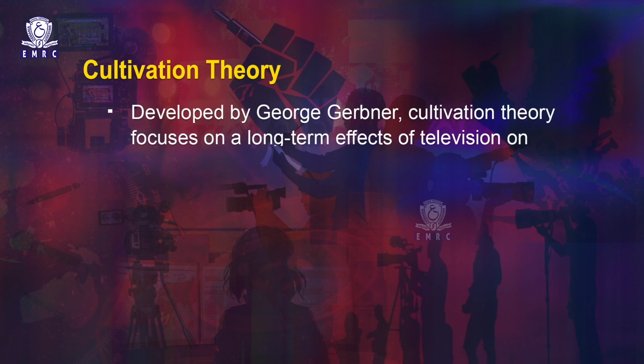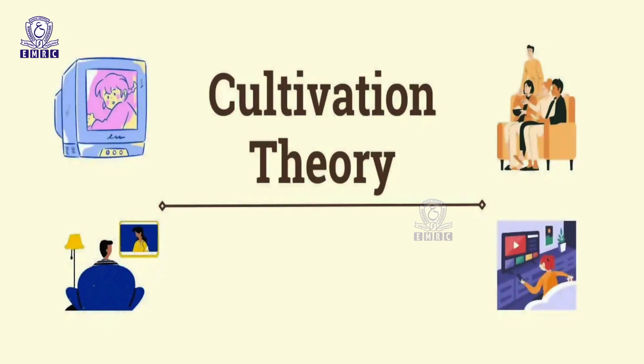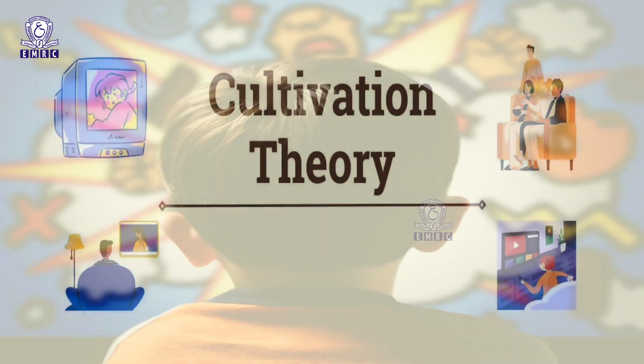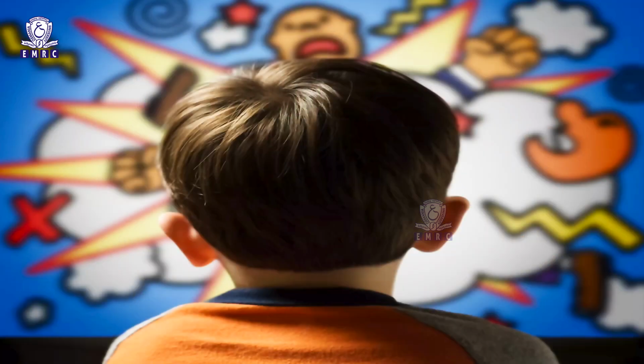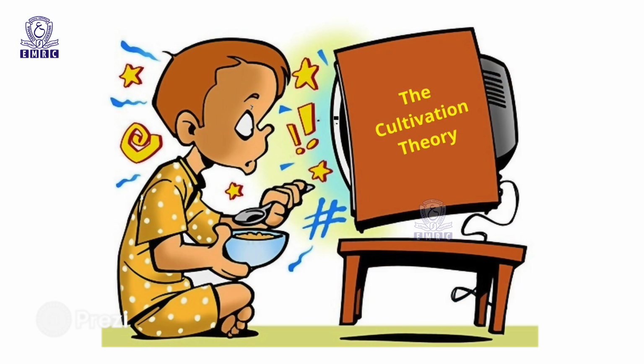Cultivation theory focuses on the long-term effects of television on viewers' perception of reality. It suggests that prolonged exposure to certain messages, especially in fictional programming, can shape individuals' perceptions of the world, influencing their beliefs about crime, violence, and societal norms.